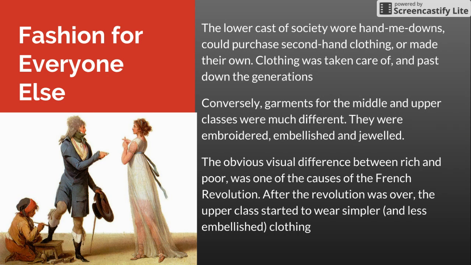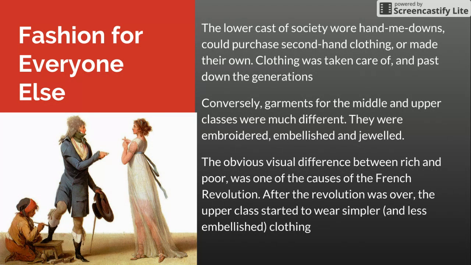If you were of the middle or upper classes, so if you were a merchant or if you were royal, the garments were much, much different. They were embellished, they were decadent, they had jewels, and they were embroidered, and they would remain pristine. So visually, you would be able to tell on the street if someone was rich or someone wasn't.